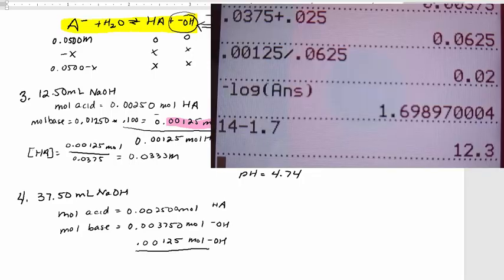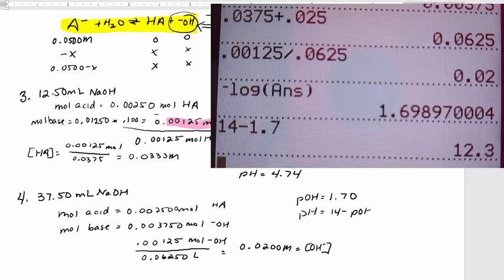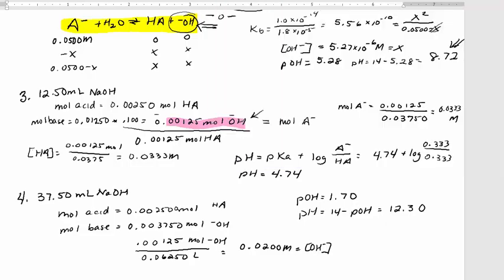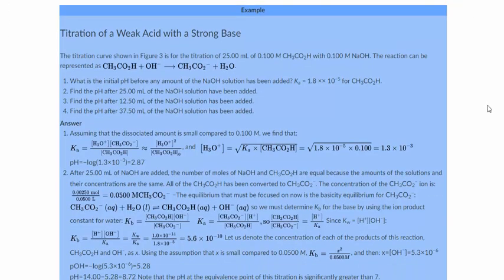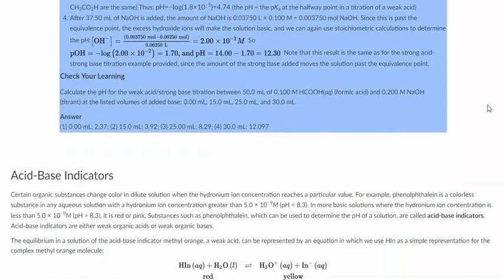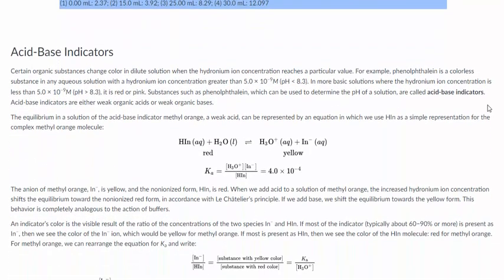So I'm going to take the moles of OH and divide it by my total volume, which is going to be 62.5 milliliters, to get the concentration of my OH as 0.0200 M. Again, that is the concentration of my OH. Now I can find the pOH to be 1.70. pH is going to be 14 minus the pOH, and I get a value of 12.30. So when you have a weak acid and a strong base, it's important to take note of how the moles of acids and bases compare.